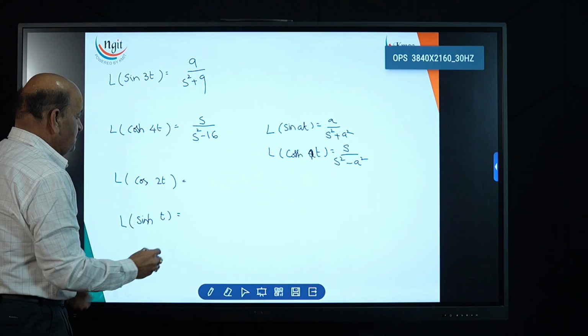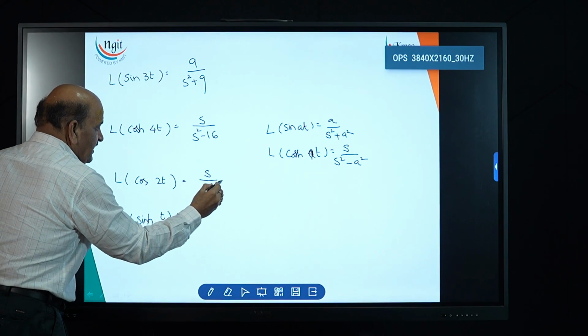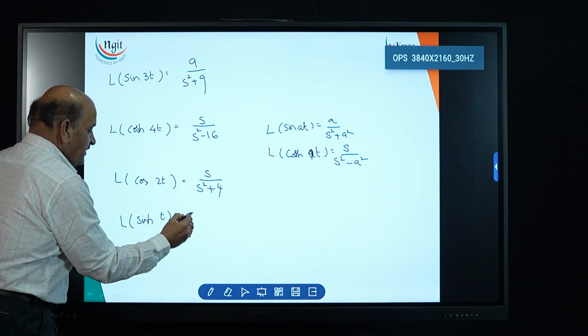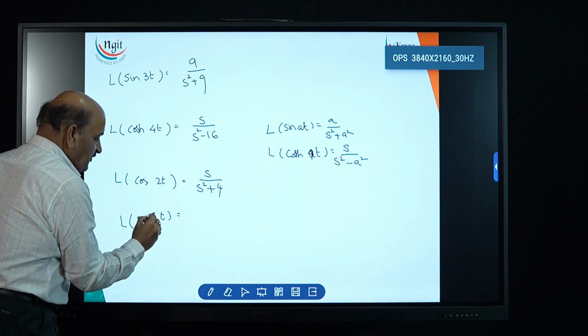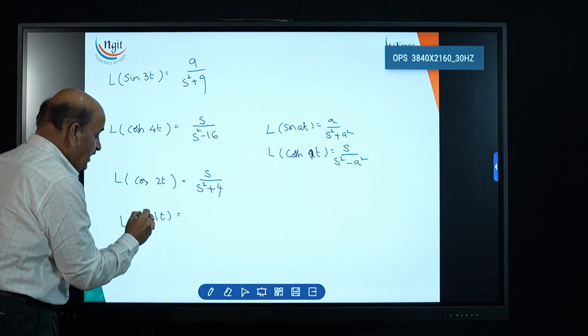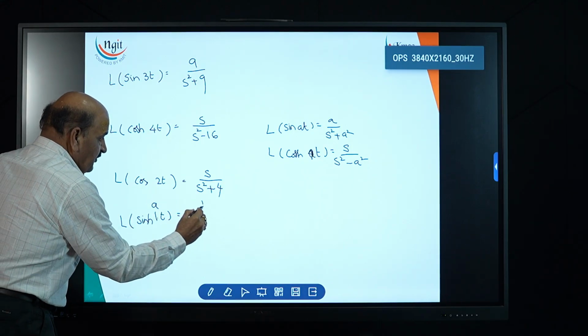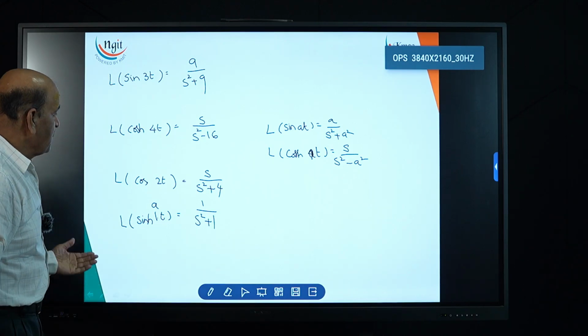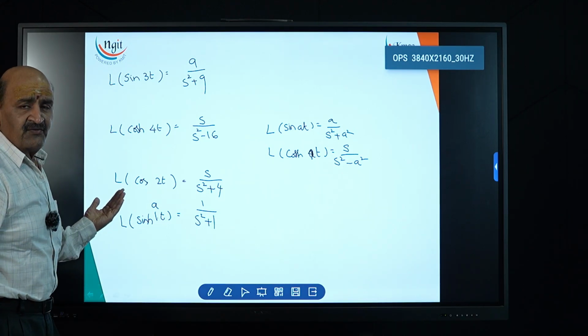Similarly, for cos 2t, that is equal to s by s square plus 4. For sin ht, that is equal to a by s square minus a square. Here a means 1 into t, so this 1 is a. Therefore 1 by s square plus a square. Now just look at how easy these formulas are.